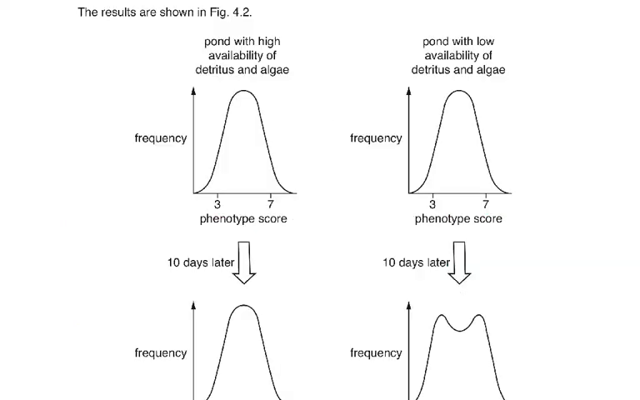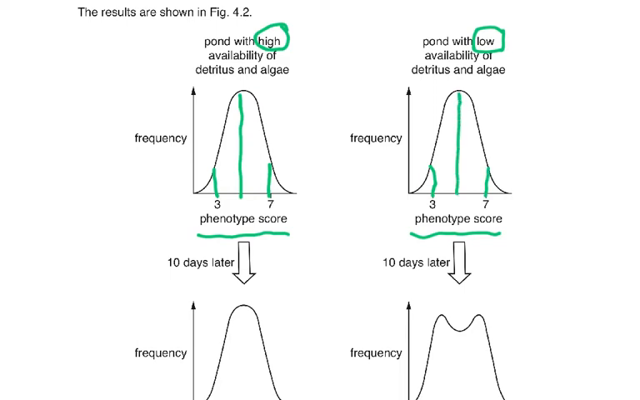The results are shown in figure 4.2. And you can see a phenotype score here, which is on the x-axis. Here you see there is a high availability, and here there is a low availability. But the frequency is nearly the same. The 3s are found in smaller numbers, the 7s too, and in between are found in large numbers. Similarly is the case here. It's nearly the same case here.